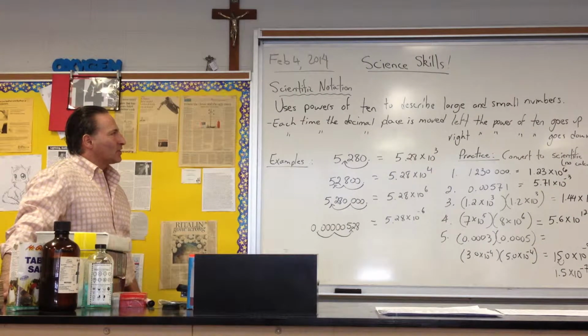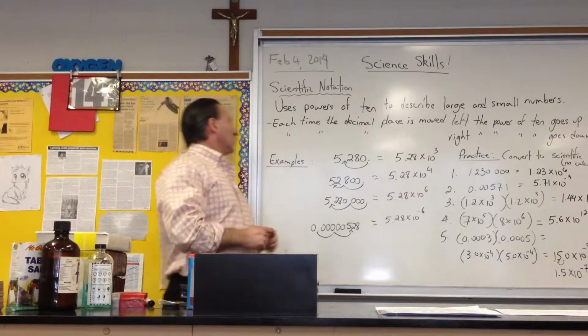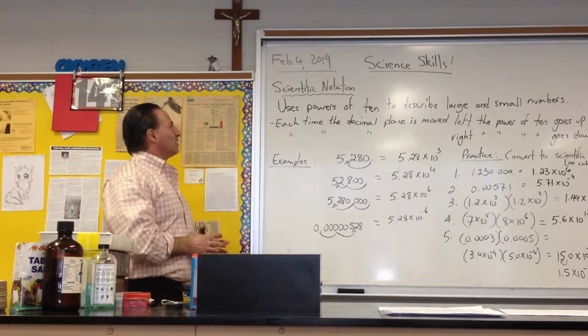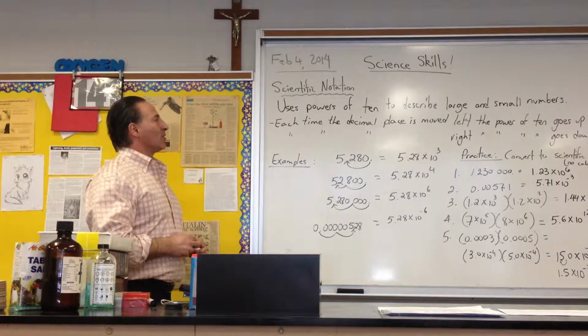Okay, today's class we're going to look at some of the science skills that you need to feel comfortable in a grade 11 or 12 chemistry classroom. The first thing I want to look at is scientific notation. Scientific notation uses powers of 10 to describe very large and very small numbers.